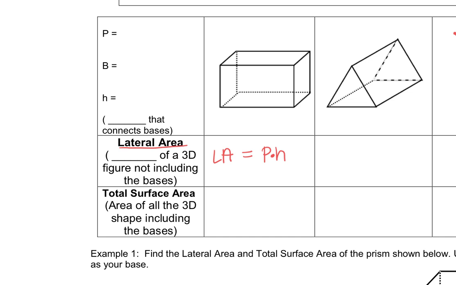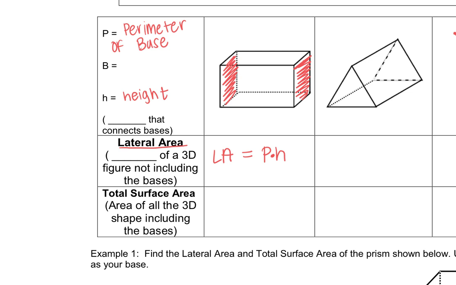So you may be wondering, what is P and what is H? Well, I'm going to go ahead and fill that out on the side here at the top. It says that P equals the perimeter of the base. So what we're going to do is take P, which is the perimeter of the base, and multiply it by H, which in this case means your height. That's how we're going to find the lateral area of this rectangular prism. And because it's a rectangular prism, I'm just going to say that these are my bases, just so you know.